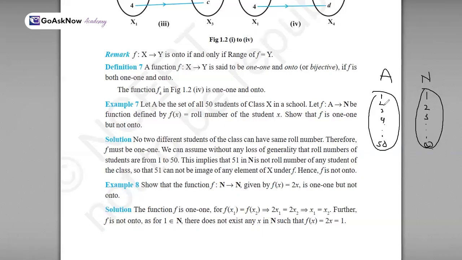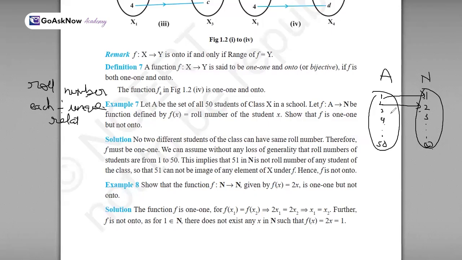Okay. So, what is f(x)? f(x) is the roll number of student x. You know that a roll number is a unique number. The roll number of a student is a unique number. Each student has a different roll number. No two students have the same roll number. So it is a unique relation.